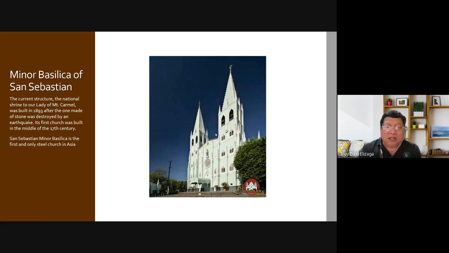And for Augustinian Recollects, this is the most famous of them. This is San Sebastian Church. It's all made up of steel, bakal, no?